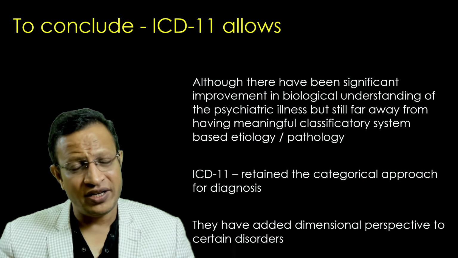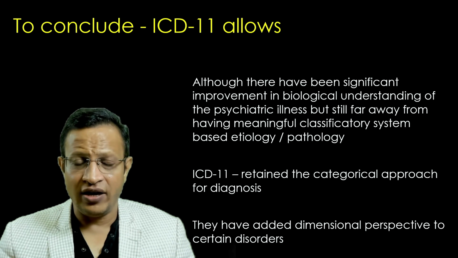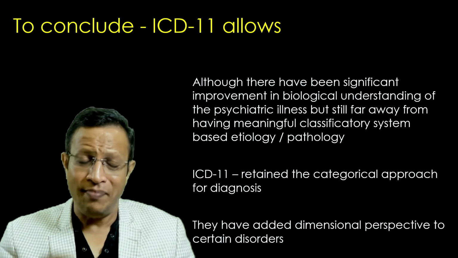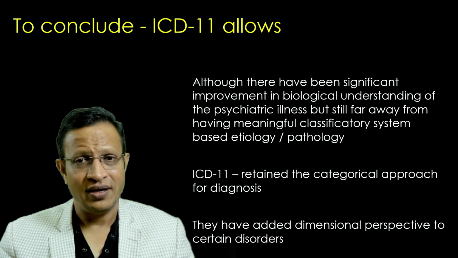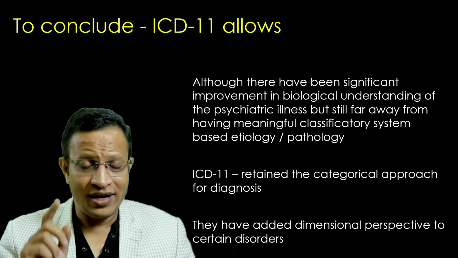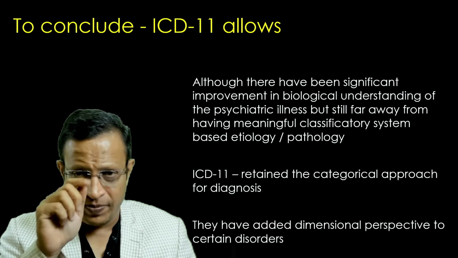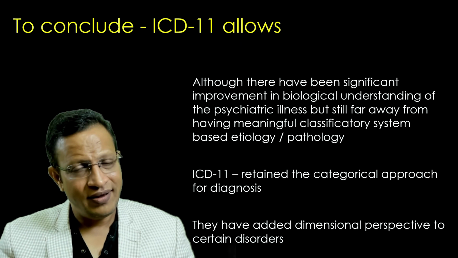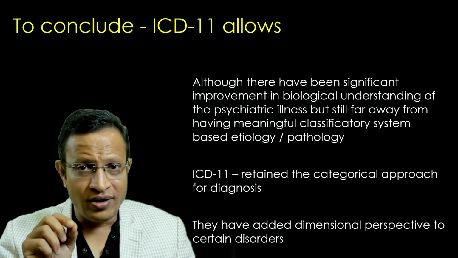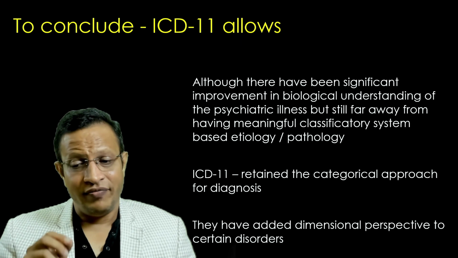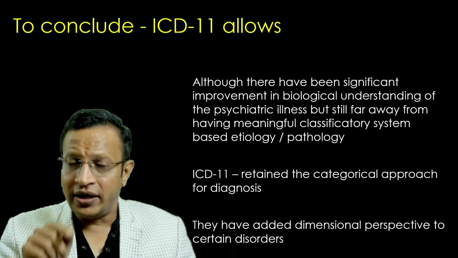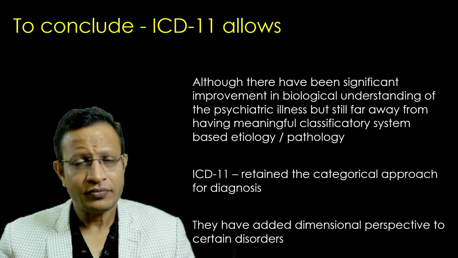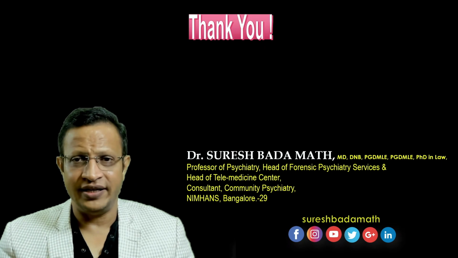Although there has been a significant improvement in biological understanding of psychiatric illness, still, we are far away from a classification system based upon neurobiology. That means we have an evidence gap for a classification system from a neurobiological perspective. But still, we continue to have the classification system both in DSM-5 and ICD-11 based upon symptom clusters. That is, we have a categorical approach in ICD-11, but also they have borrowed the concept of dimensionality from DSM-5. This gives a new perspective under ICD-11.